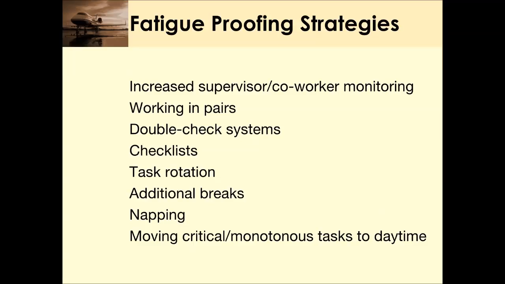Here are some fatigue proofing strategies. You can have increased monitoring, working in pairs, or double check systems. Increased monitoring can be as simple as informal and frequent conversations with your supervisor or other coworkers. You can also do task rotation or move critical tasks to daytime. These can all help ensure that safety critical work is not at risk from fatigue. Also, you can move monotonous tasks to the daytime as well. Monotonous tasks can worsen feelings of fatigue as much as those that require intense concentration.